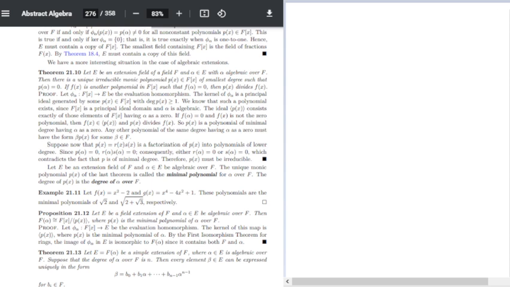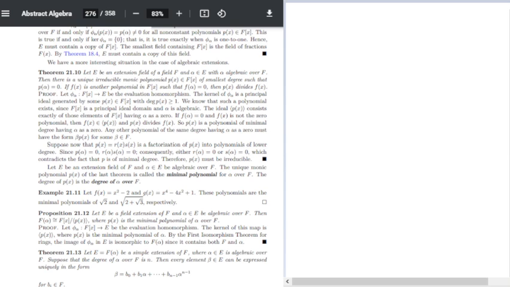Proof. Let phi_alpha from F[x] to E be the evaluation homomorphism. The kernel of phi_alpha is a principal ideal generated by some p(x) in F[x] with the degree of p(x) being greater than or equal to 1. We know that such a polynomial exists, since F[x] is a principal ideal domain and alpha is algebraic. The ideal (p(x)) consists exactly of those elements of F[x] having alpha as a 0. If f(alpha) is equal to 0, and f(x) is not the 0 polynomial, then f(x) is in (p(x)), and p(x) divides f(x).